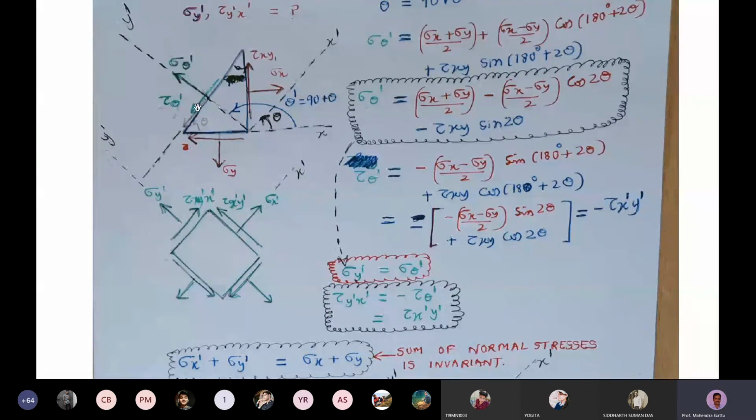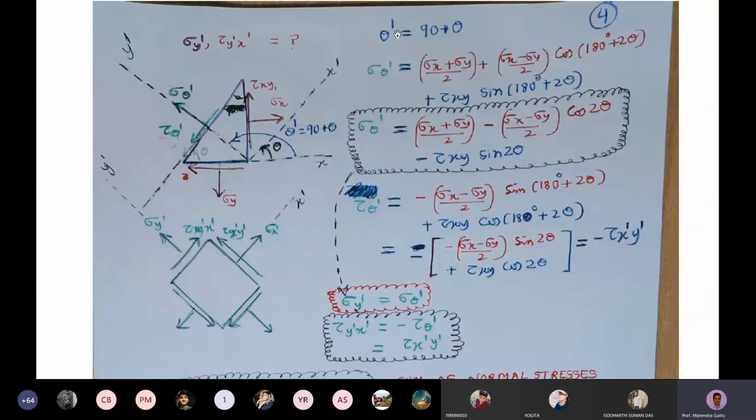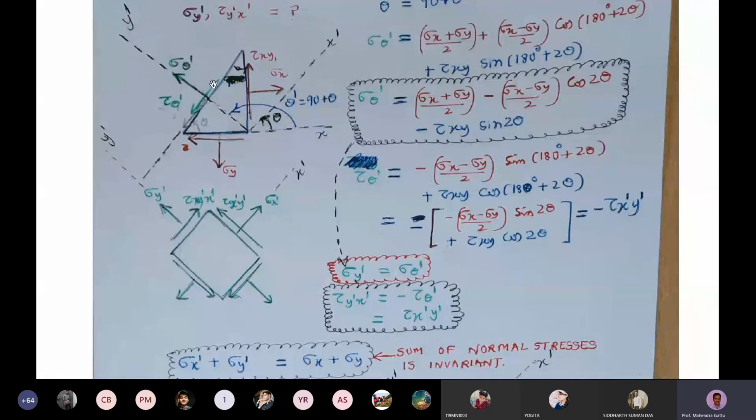Now we can find tau theta prime. So for tau theta prime we will replace theta with theta prime. So we'll have minus of (sigma x minus sigma y)/2 sine of 180 plus 2 theta plus tau xy cos of 180 plus 2 theta. So this will be minus sine 2 theta and minus cos 2 theta. So we take the minus term out, and we'll get again this term. If you look at this term, it was equal to tau x prime y prime. So tau theta prime is minus tau x prime y prime.